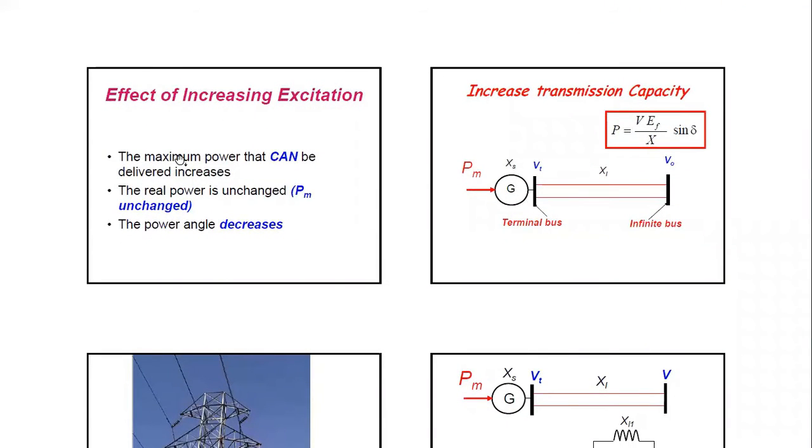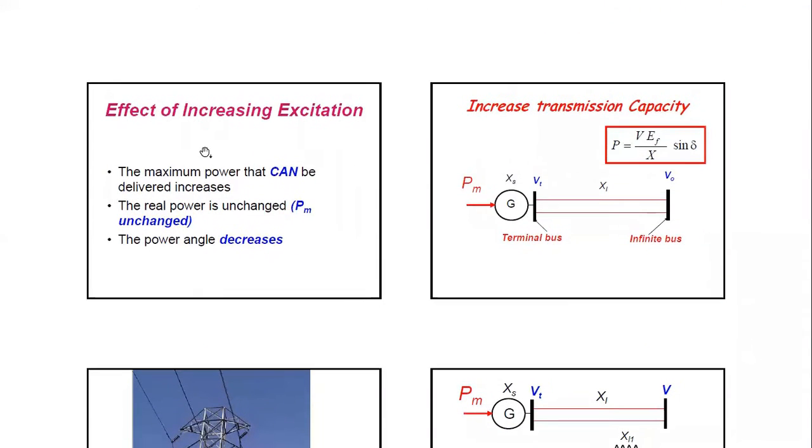So the effect of increasing excitation: the maximum power that can be delivered increases, the real power is unchanged, and the power angle decreases. As we are increasing the excitation, it means we are increasing the reactive power. So there will be no impact on the real power and it remains unchanged, because real power is a function of the power input, which is the mechanical power to the alternator. As a result of increasing excitation, the power angle is going to decrease.